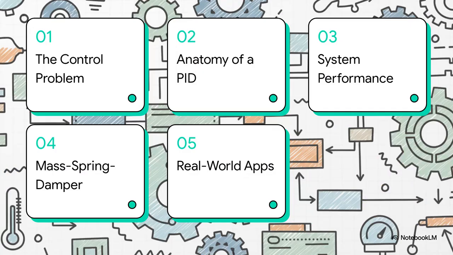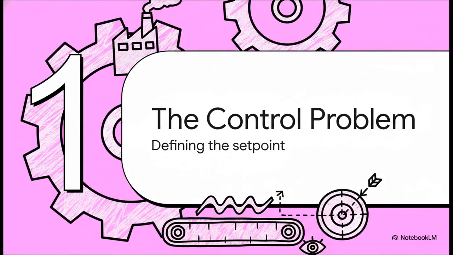Okay, let's dive right into this. Here is our roadmap for today. First, we'll look at 1, the control problem. Then 2, anatomy of a PID. From there, 3, measuring system performance. Next, we'll put it to a physical test with 4, the mass spring damper. And we'll wrap it all up with 5, real-world applications. Let's get to it. Starting off with section 1, the control problem.